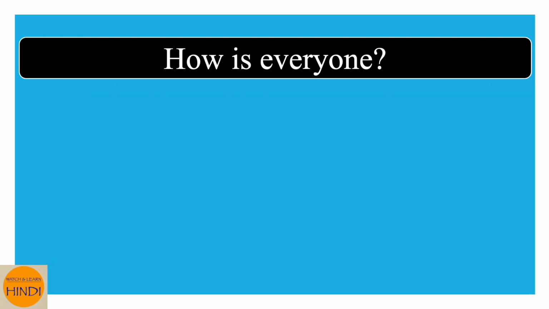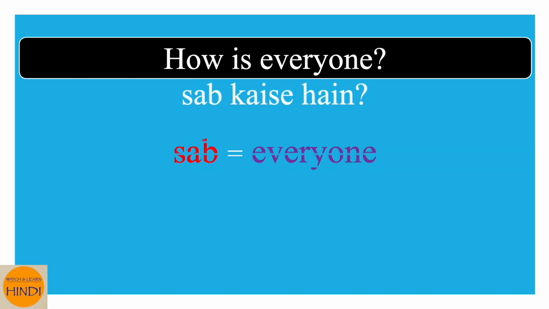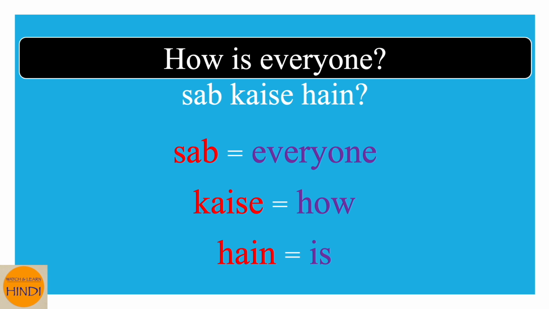How is everyone? Sab kaise hain? Sab is everyone. Kaise is how. Hain corresponds to is. Sab kaise hain? How is everyone?